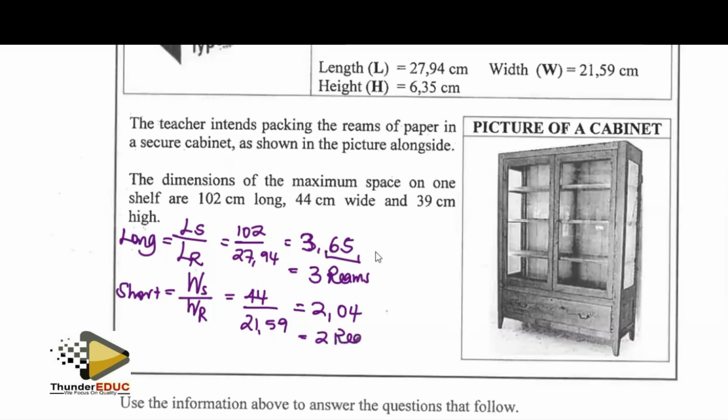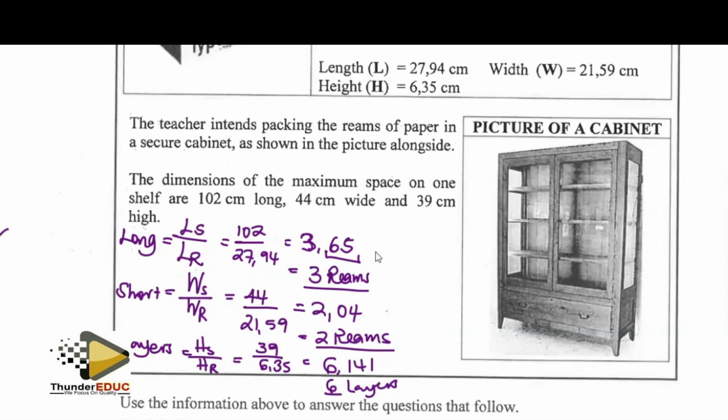So these are 2 reams that we need, and the height of the shelf divided by the height of the ream becomes 39 divided by 6,35. So we shall need 6 reams. Oh, sorry, 6 layers. These are 6 layers. So all in all, if we have 3 reams on the long side by 2, those are 6 reams in 6 layers. Each layer has 6. There will be 36. Indeed, 36 reams will fit.